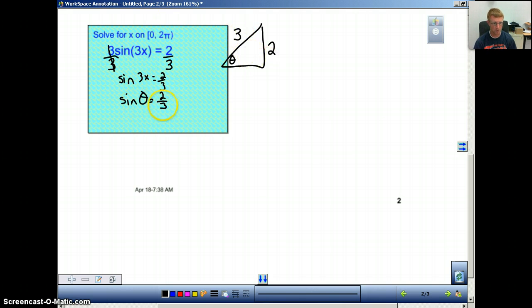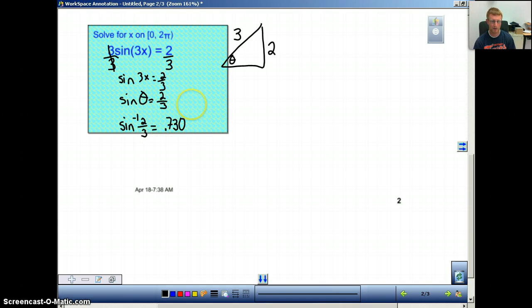Or the other way we can do this is we can also use the inverse sine, because again, this is just going to give us a decimal anyway. So we can also do the inverse sine to figure out what that is. So do the inverse sine of 2/3 equals, and you would get 0.730. That would give us our theta. Okay, so now again, this is our angle, 0.730.